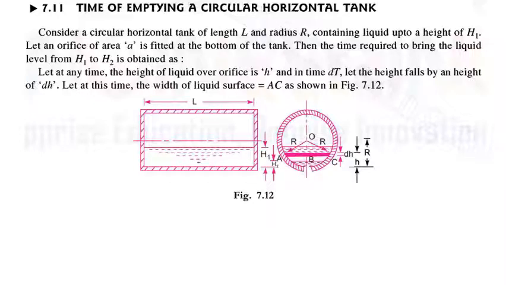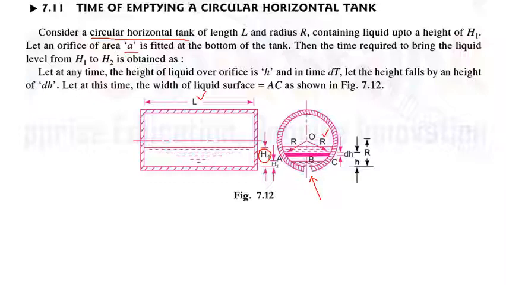Next is the time of emptying for a circular horizontal tank. So in the figure you can see a circular horizontal tank of length L and radius R containing liquid up to a height of h1. So liquid is only filled up to height h1. Let an orifice of area a be fitted at the bottom of the tank. So this is the orifice and the area is given as small a. The time required to bring the liquid level from h1 to h2 has to be derived.